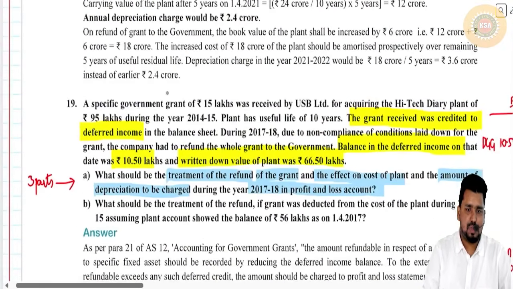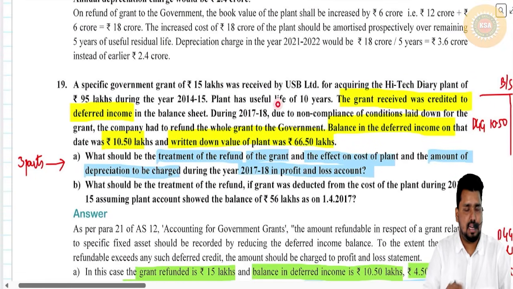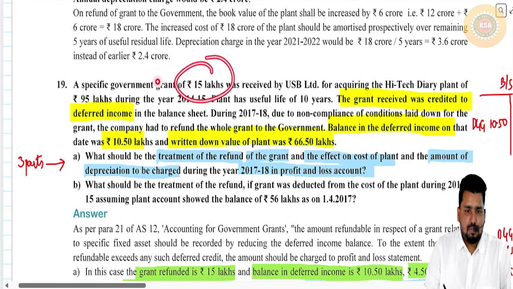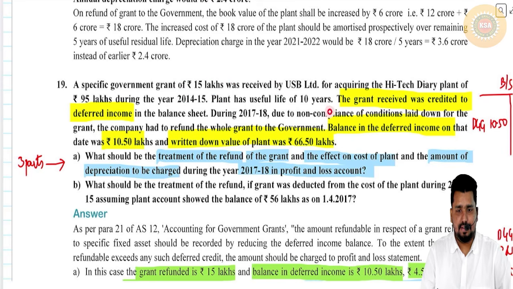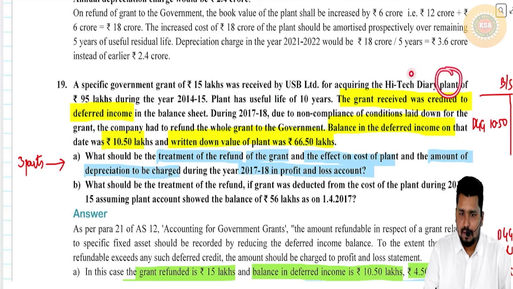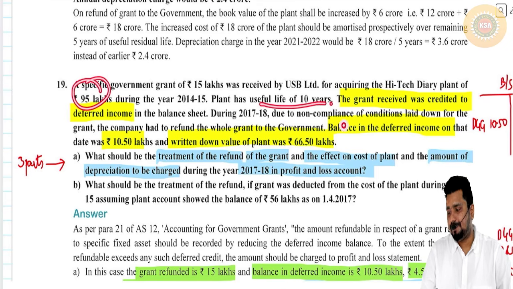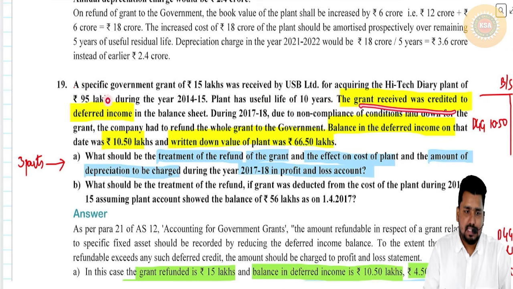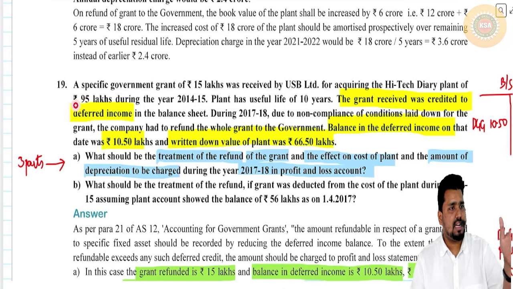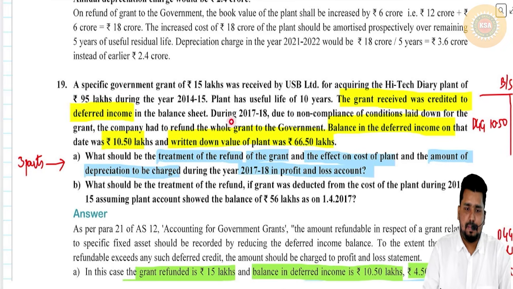This is one more question. For example, listen, there is a question. I'll just go through the highlights of the question. Clear? See, a specific government grant of 15 lakhs was received for acquiring plant. Plant cost and useful life are given. Grant received is credited as deferred income. They are not adjusting. Correct? They are taking method 2. They are showing it as a separate item.